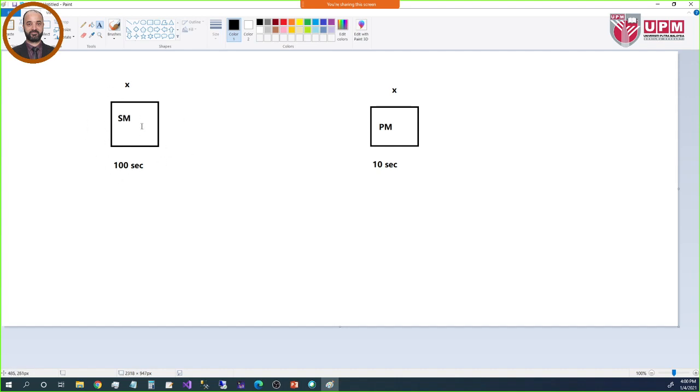Yes, 100 seconds. So we want to speed up that thing, the X application, by changing the machine, right? We bring a parallel machine, and we succeeded to run the same application on this parallel machine in 10 seconds. So the total speed up, how much? 10 times. Is it? Are you sure?